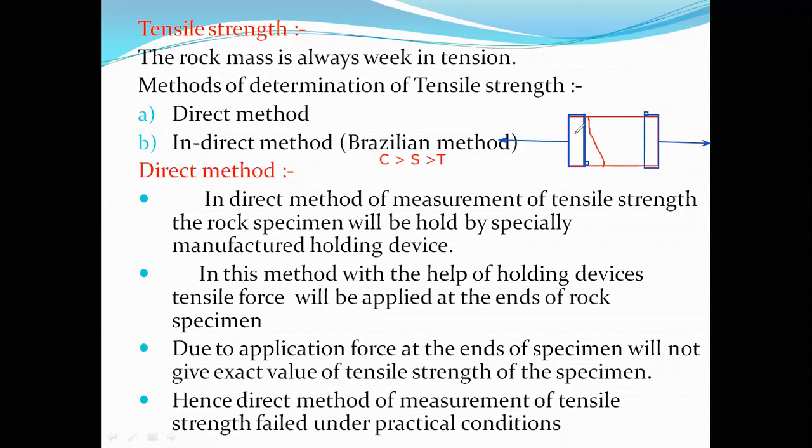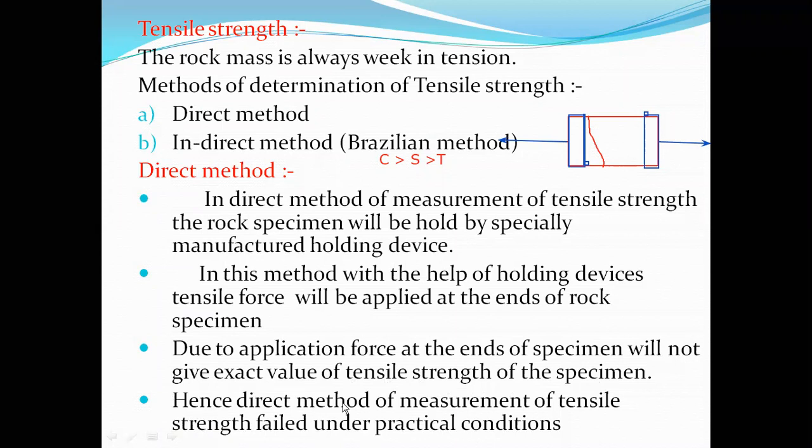If the holding device grips the specimen at this location as well as this location, the effective stress will be acting on the edges of the specimen. That is the reason it may not give the true picture of the exact tensile strength of the specimen. Look here: application of force at the ends of the specimen will not give the exact value of tensile strength of the specimen.